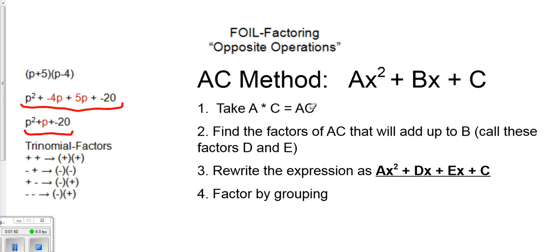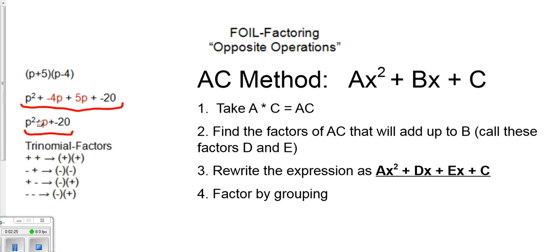So once you have your ac, you're finding the factors of ac that would add up to b. And we'll call these factors d and e. What I mean by that is, if a was 1 and c was 8, ac would be 8. If b was 6, we would need factors of 8 that add up to 6. That'd be 2 and 4. That would help us break this 6x into 2x plus 4x. We're rewriting the expression as 4 different pieces all separated out, and then we would factor by grouping.